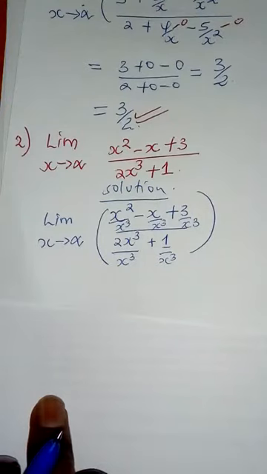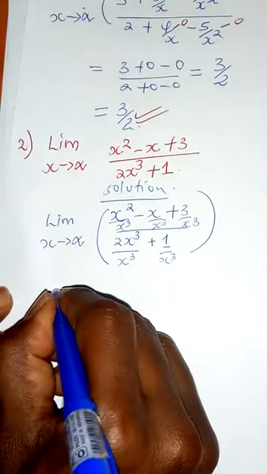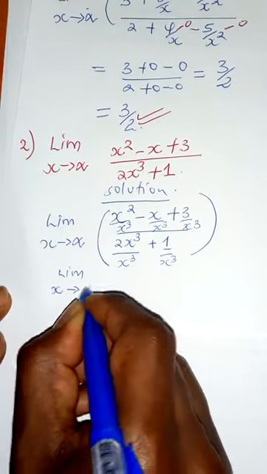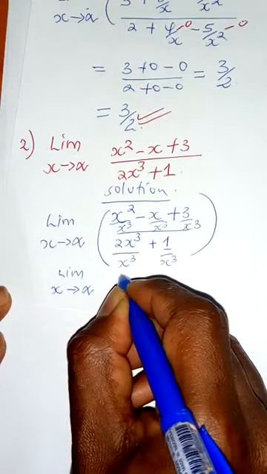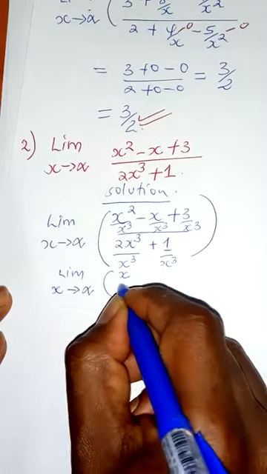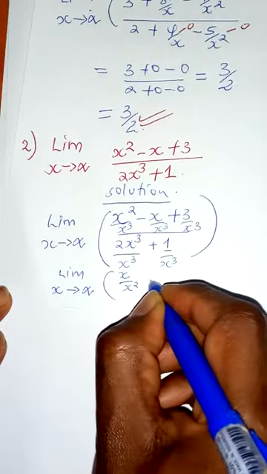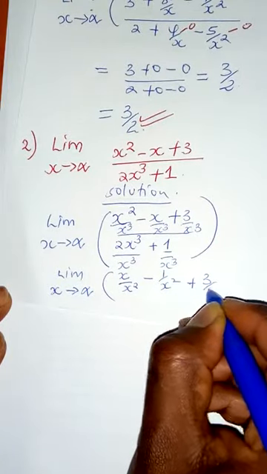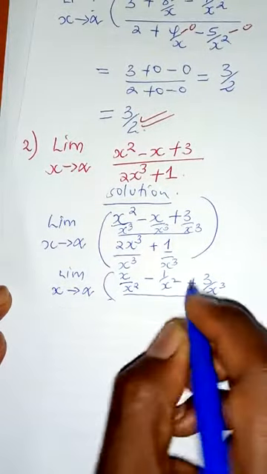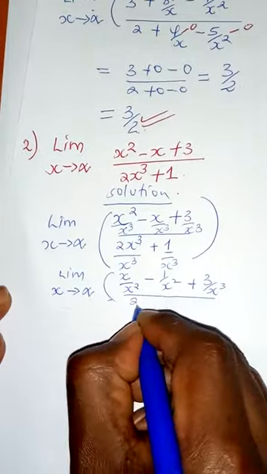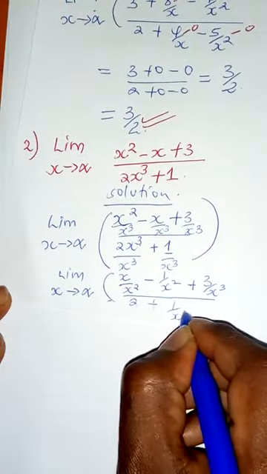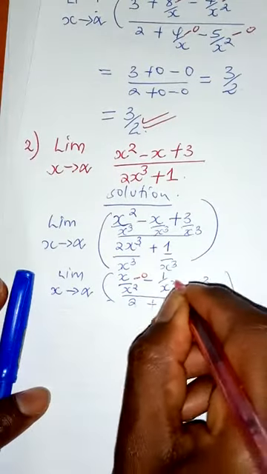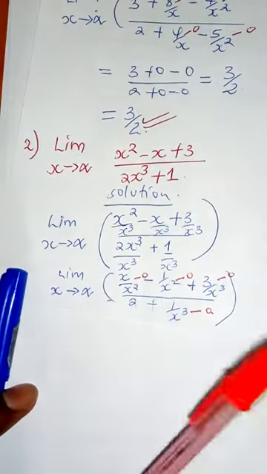Then we will have the limit when x is approaching infinity of x squared over x cubed, that is 1 over x, minus 1 over x squared plus 3 over x cubed, over 2 plus 1 over x cubed. So this one will give us 0, we have 0 and 0. We have 0. These are the sides.